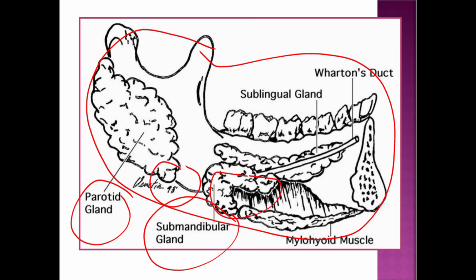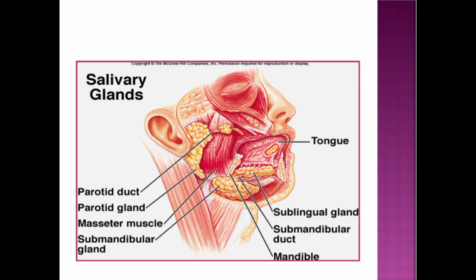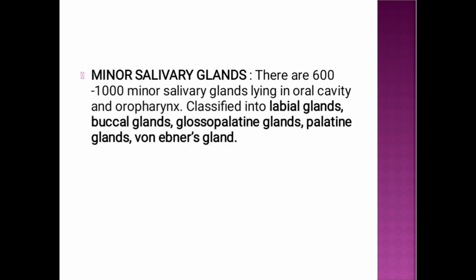Okay, and then you have the sublingual gland. And you can see the Wharton's duct. Wharton's duct is of the submandibular gland, and Stenson's duct is of the parotid gland. You have the mylohyoid muscle also below this. You can see here the parotid duct, which is Stenson's duct. Then you have the parotid gland here, then the masseter muscle here. Okay, submandibular gland, then you have tongue, sublingual, submandibular, and then mandibular.